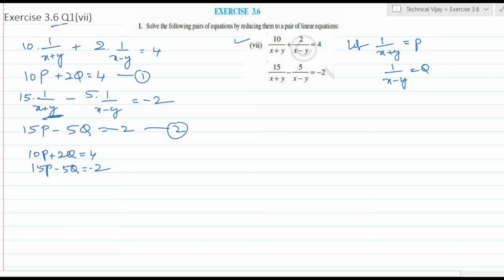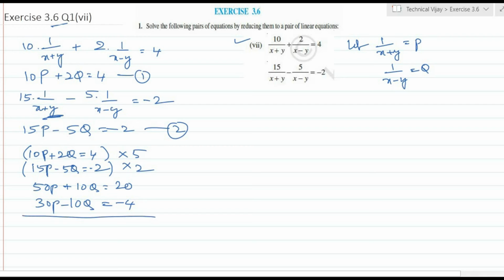See here you can observe, this is 2, this is 5. So this one I will multiply with 5, this one I will multiply with 2, the whole equation. Okay. So 5 into 10, 50p plus 5 twos are 10q is equal to 5 fours are 20. So 2 into 15, 30p minus 10q is equal to minus 4. So these two equations I will add so that these get cancelled. So 80p is equal to 20 minus 4, which is 16.